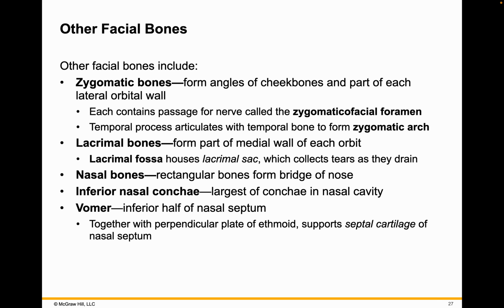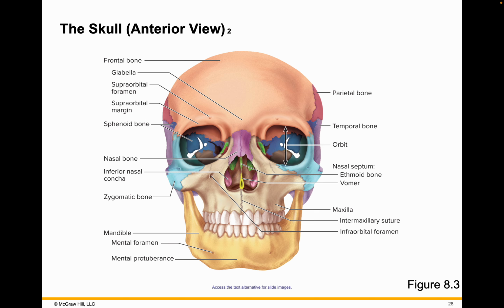The nasal bones are rectangular bones that form the bridge of the nose. The inferior nasal conchae are the largest of the conchae in the nasal cavity. The vomer makes the inferior half of the nasal septum, and together with the perpendicular plate of the ethmoid supports the septal cartilage of the nasal septum. And here they are.